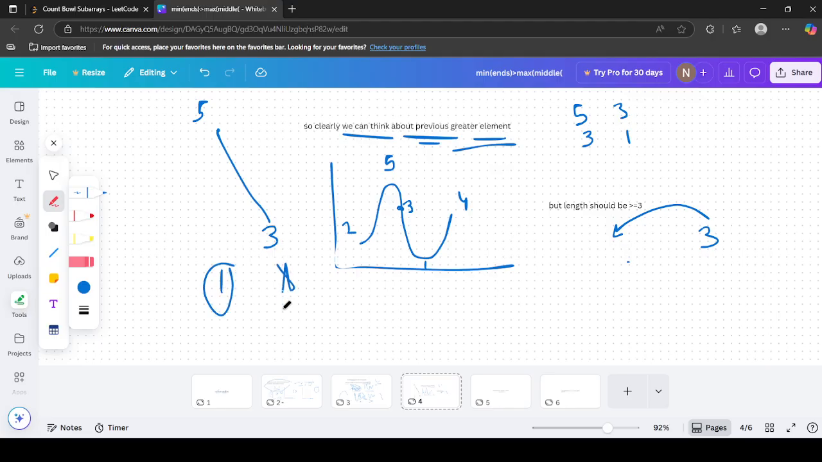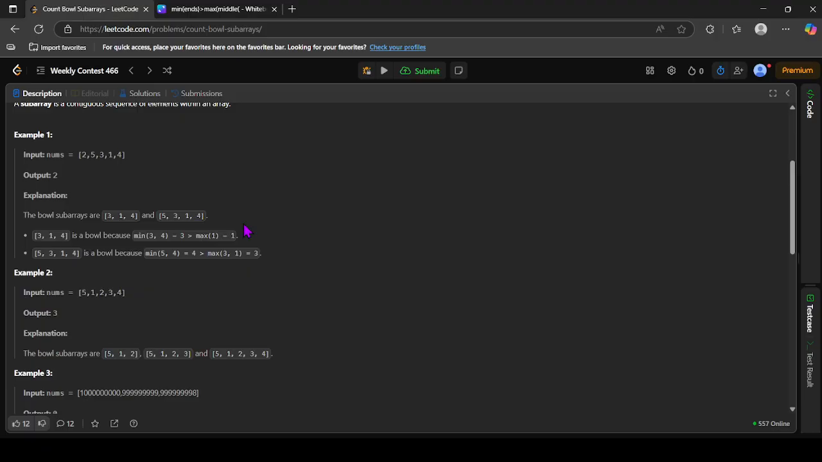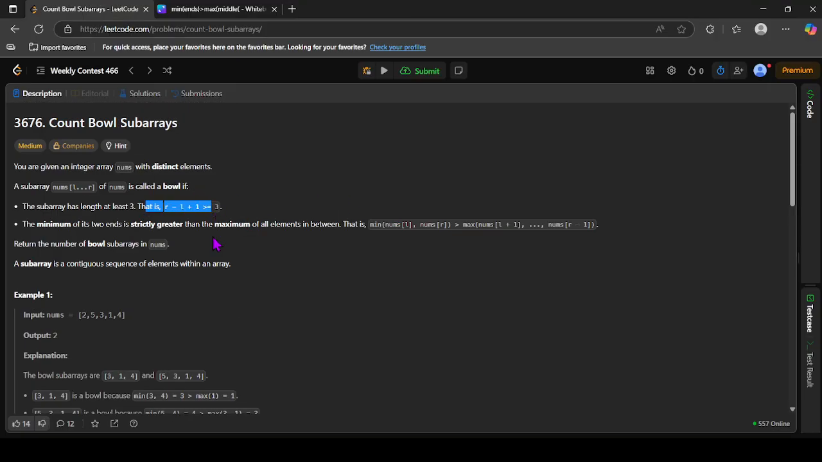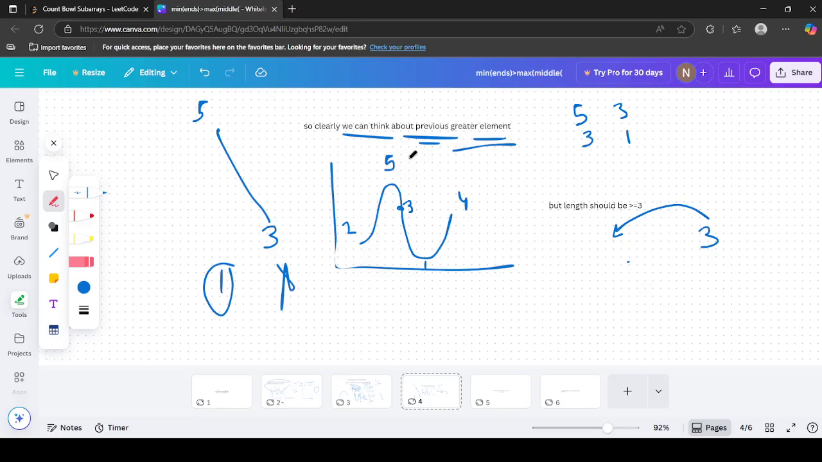No, because we are missing the other one. The length should be greater than or equal to 3, but here for 5 and 3 the length is 2. So even if it is the previous greater element, we are missing the fact that the length should be greater than or equal to 3. So this is wrong. So then what can we do?